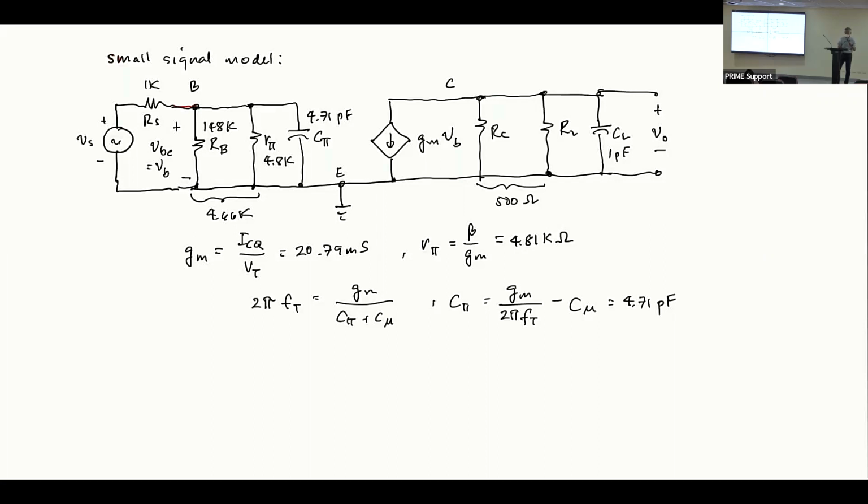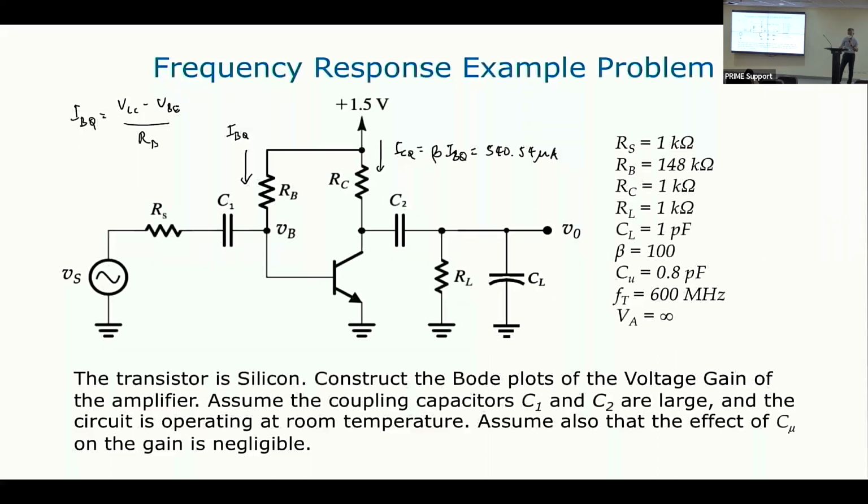And so now I can draw my small signal model. And this is what my small signal model comes out to be. So recall that I did not include in my small signal model Cμ, which is between my collector and my base, because we're neglecting the effect of Cμ for the meantime. Hindi ko pinalagay dito yung Cμ.